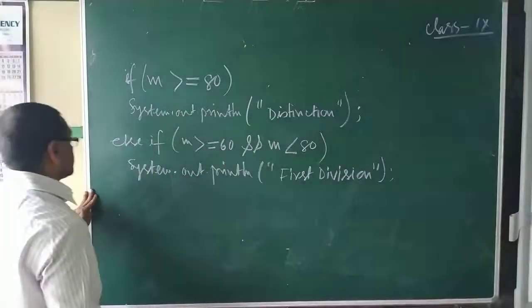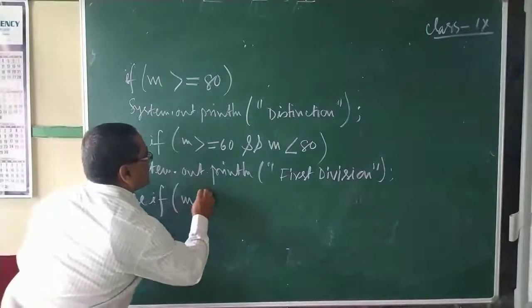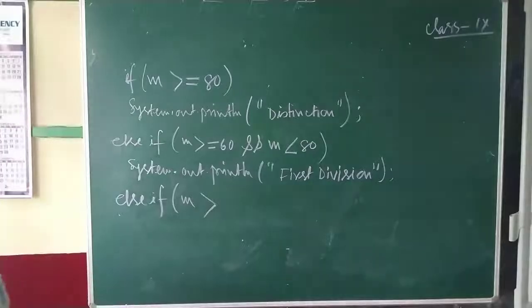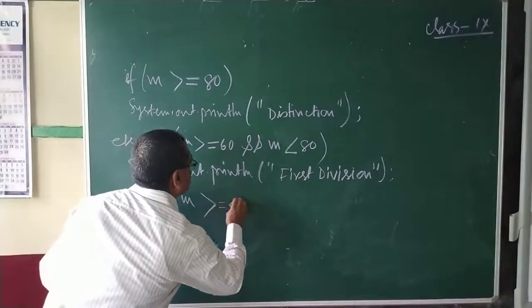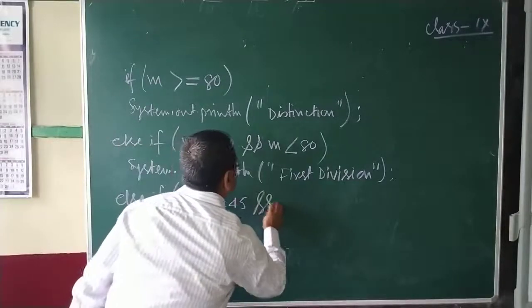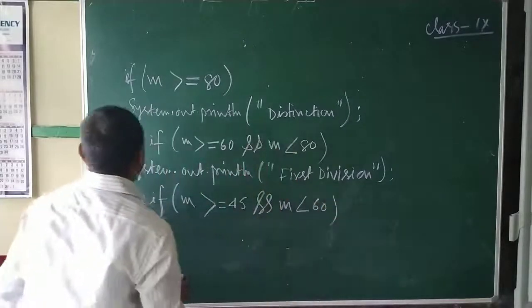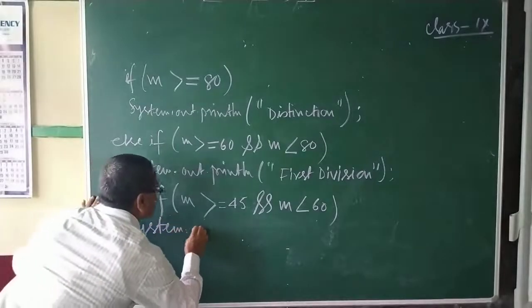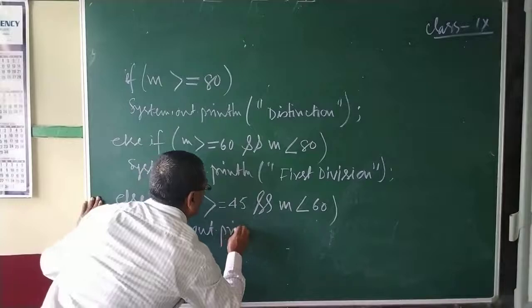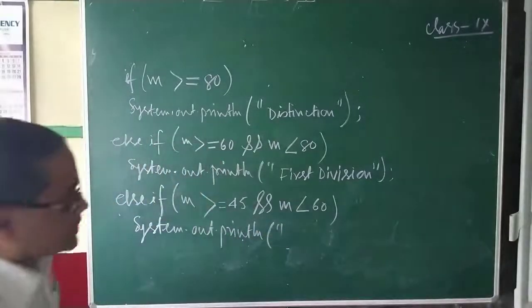Now again else if m, now next is 45 or more, less than 60%. 45 or more, m greater than or equal to 45 and m less than 60, then System.out.println. Now next is second division.